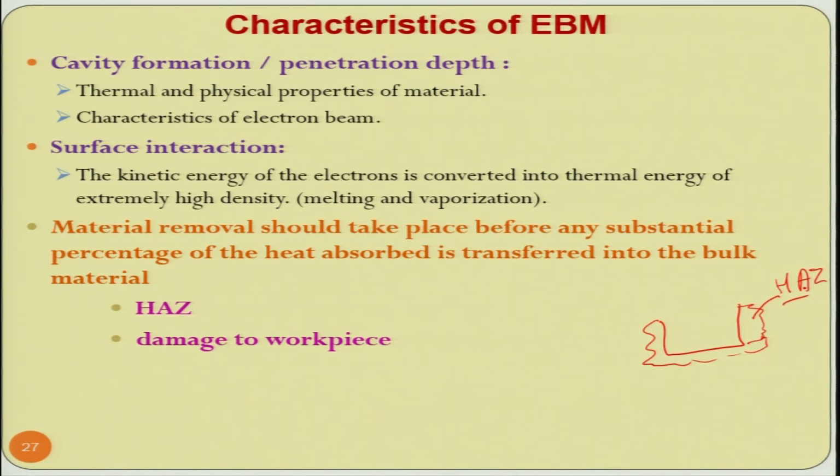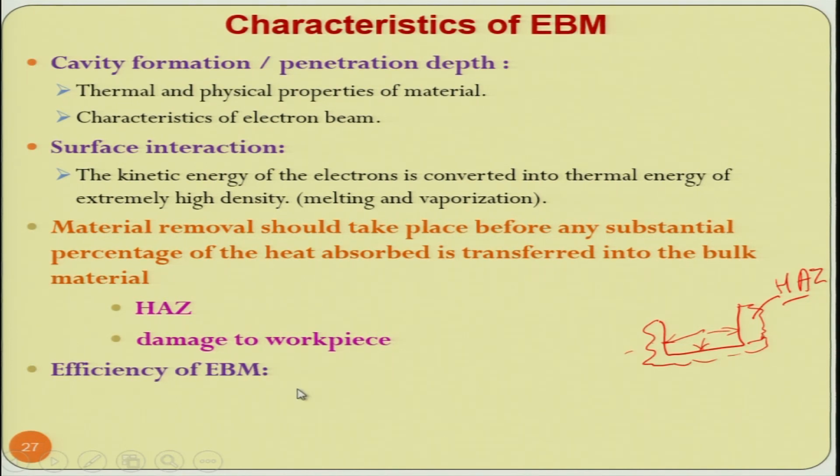That means the zone which has been affected or changed or modified due to the heat being transferred from the molten material or very high temperature over here. This heat gets transferred and it affects this particular zone of the workpiece material, and that is what is known as HAZ, meaning heat affected zone.